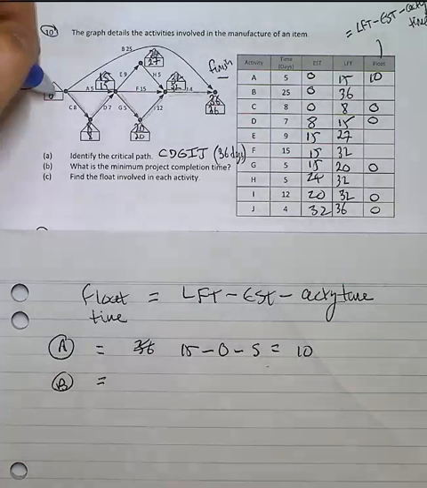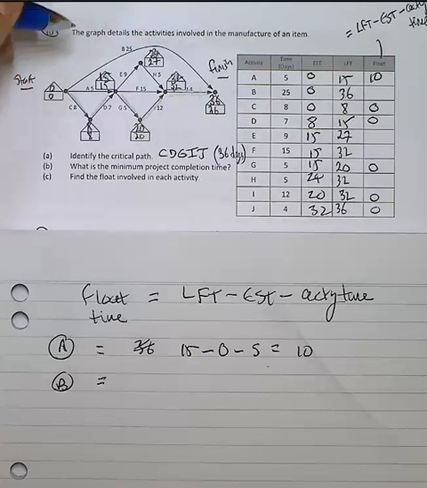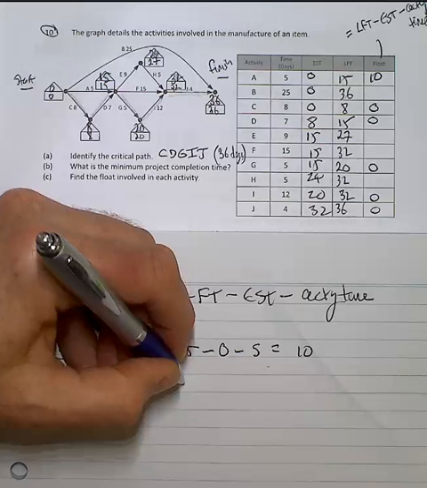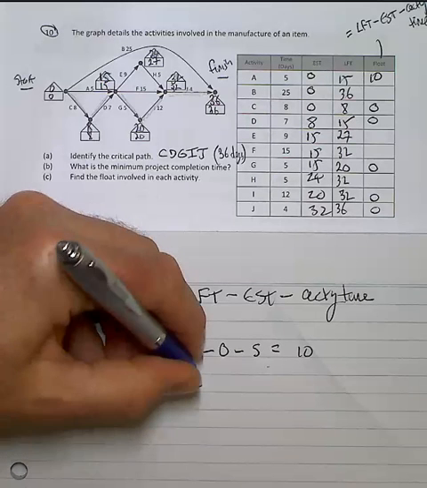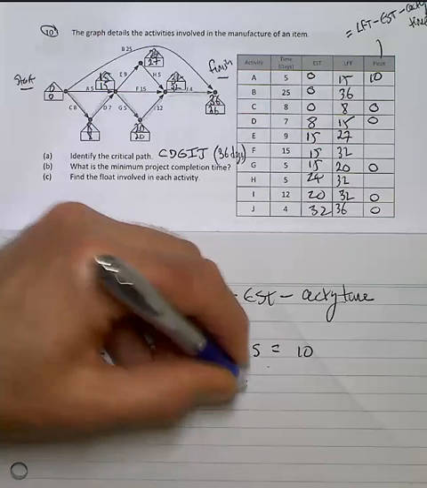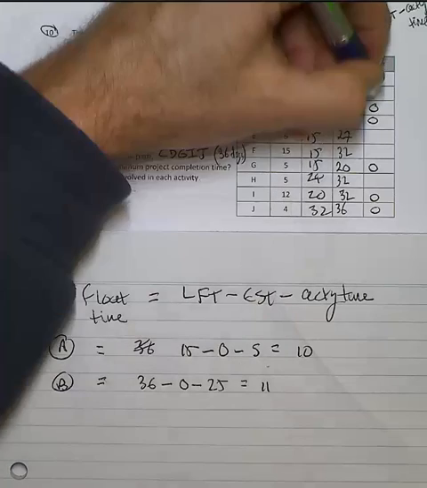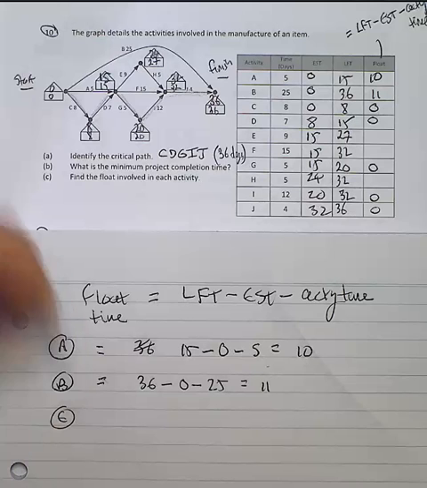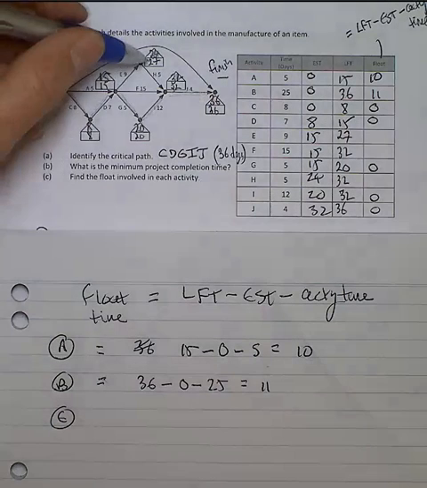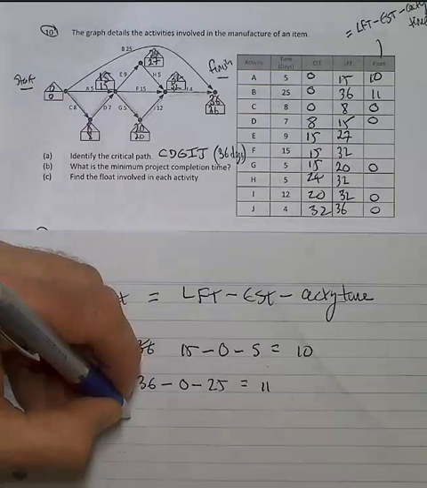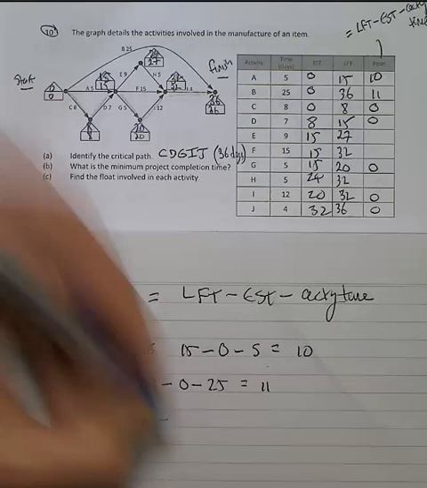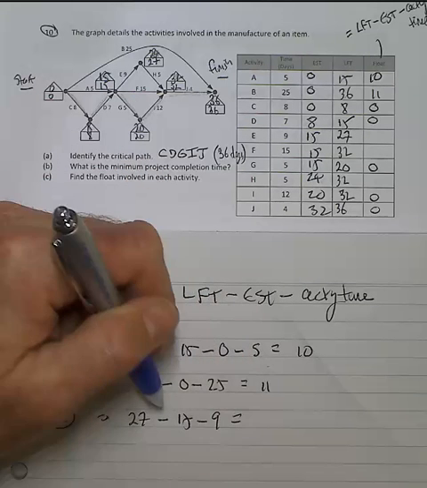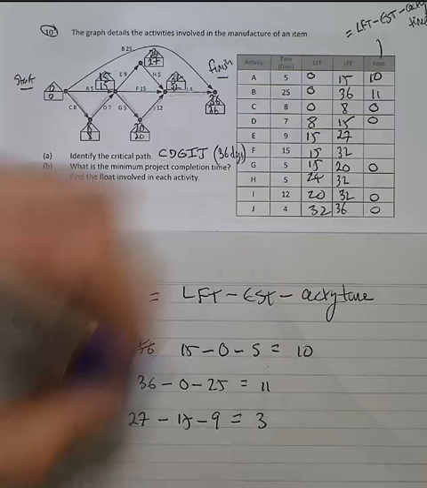Now for B, tracking along that top chain there, 36 is the latest finishing time. 0 is the earliest start time, takes 25. So we'll have a float time of 11 days. E will be the next target there. Latest finishing time is 27 days. Earliest start time 15. Takes 9 days. So that will be 3 days of float time.